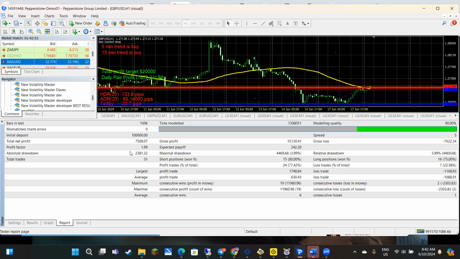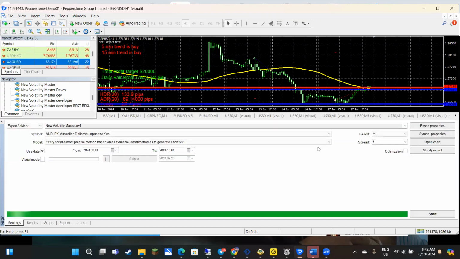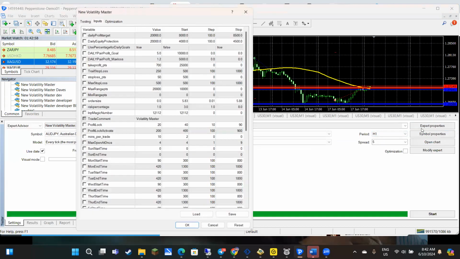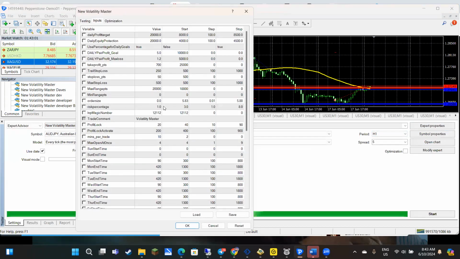So that's good results, and that's risking, get back to the settings. That's risking 1% per trade, and having a daily pair max loss of 1.2.